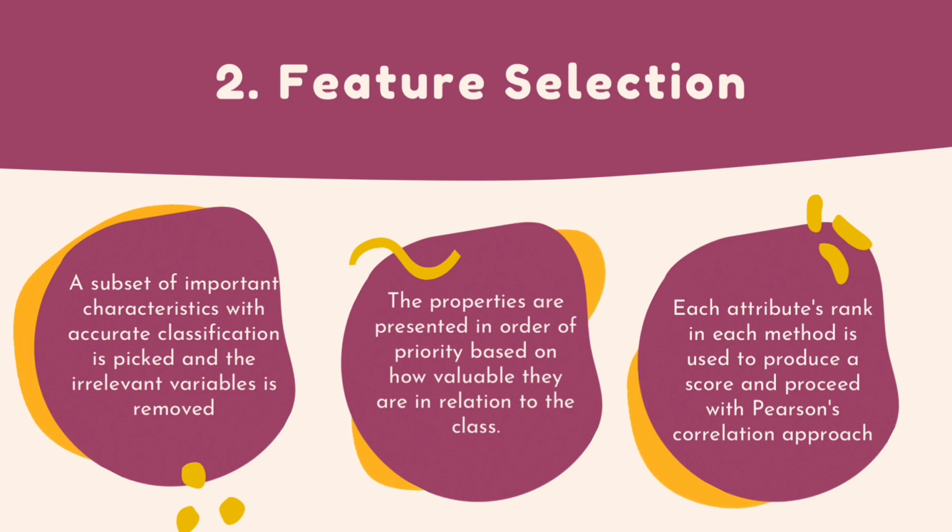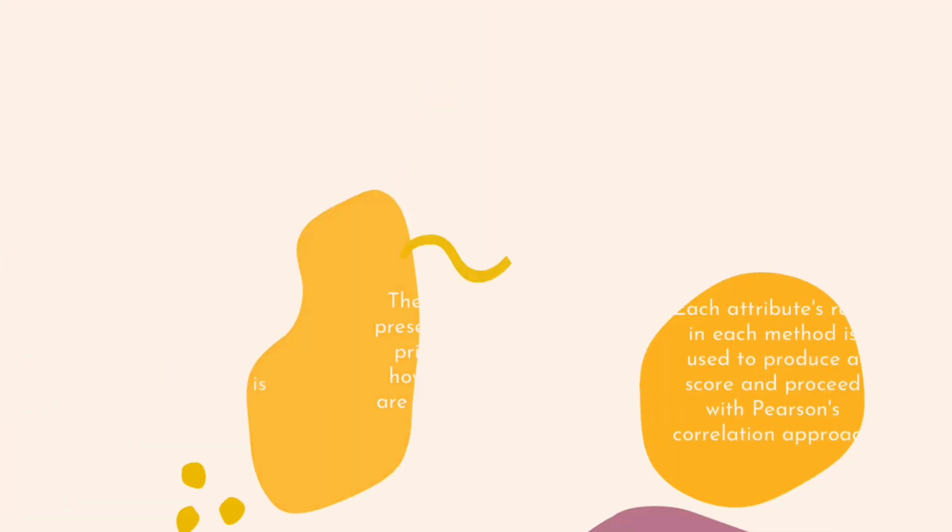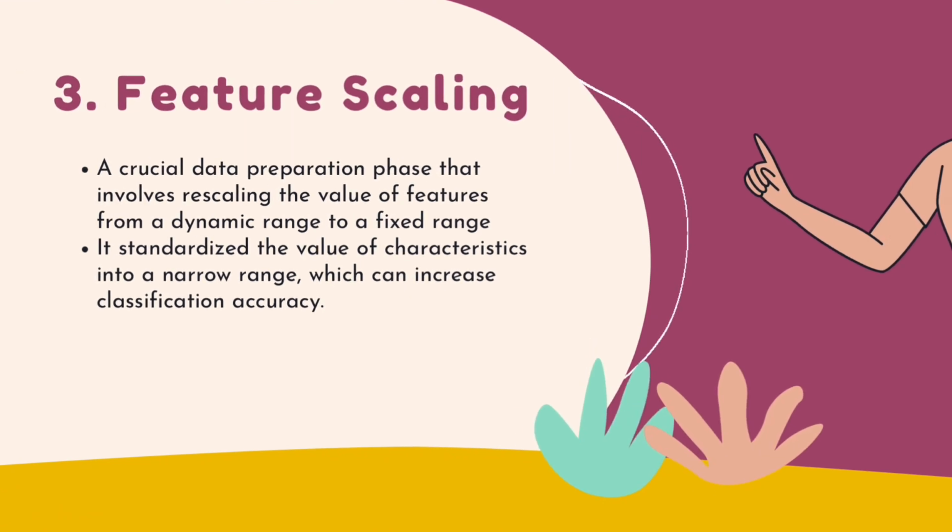In terms of Pearson's correlation values, 12 relevant characteristics were chosen for this experiment, since the features chosen by the Pearson's correlation approach generate the best classification result. Following feature selection, feature scaling is an important process in rescaling the feature values from a dynamic range into a fixed range. The value of characteristics is standardized into a narrow range to increase the classification accuracy.